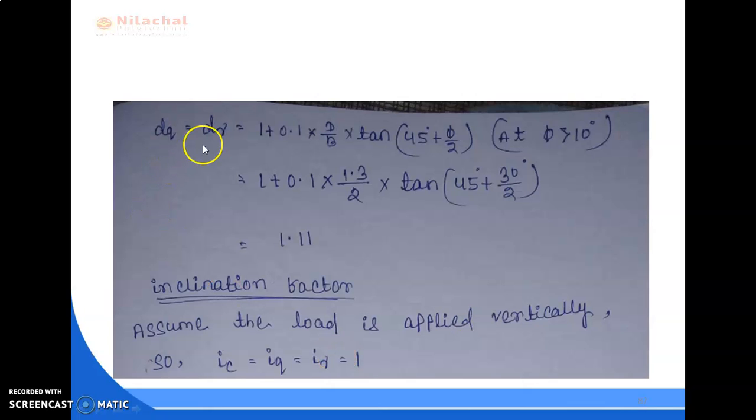Next is Dq and D gamma equal to, this is the formula, as here phi is greater than 10 degrees, so we have to put this formula. 1 plus 0.1 D by B tan of 45 degree plus phi by 2. So after putting the values we found 1.11.